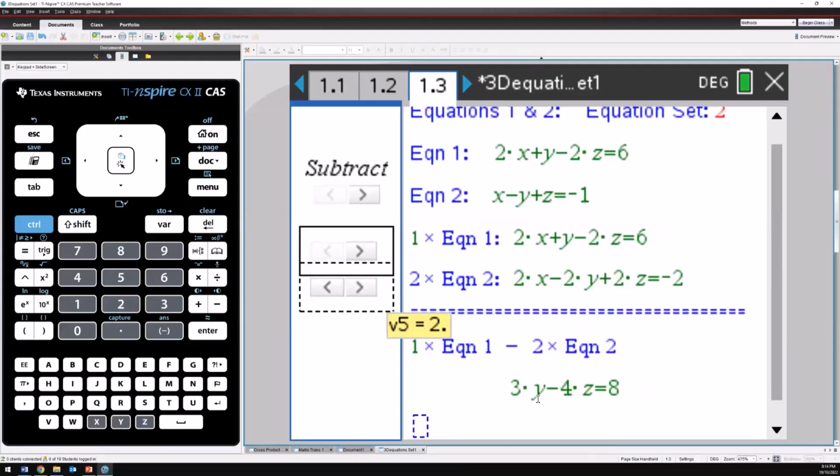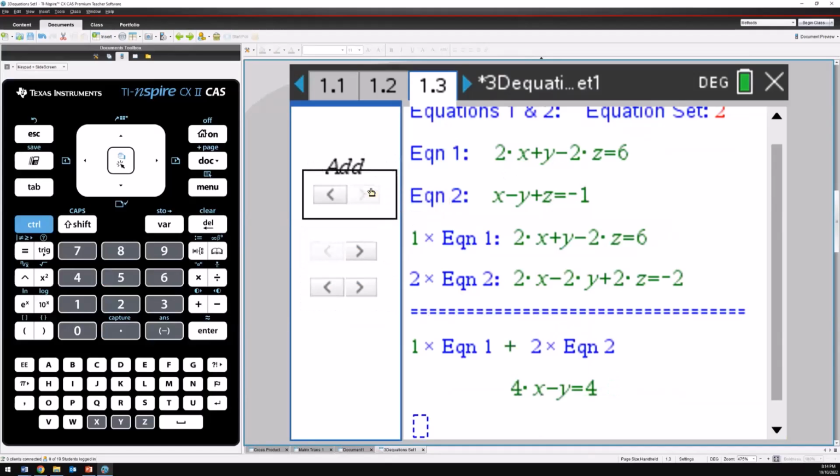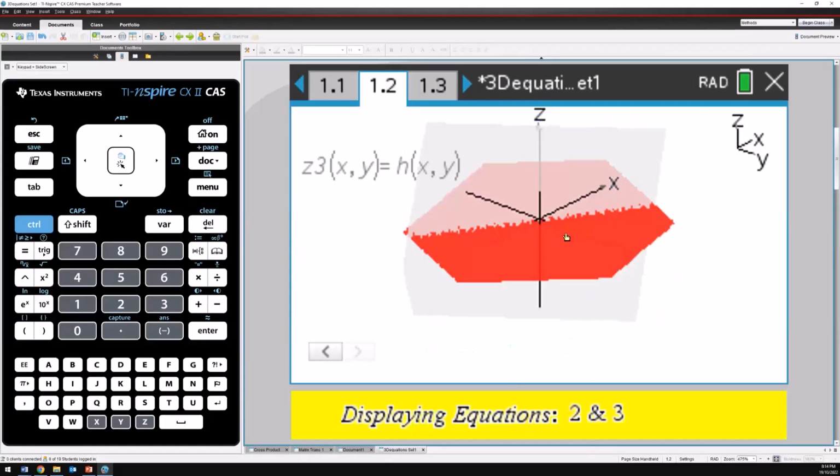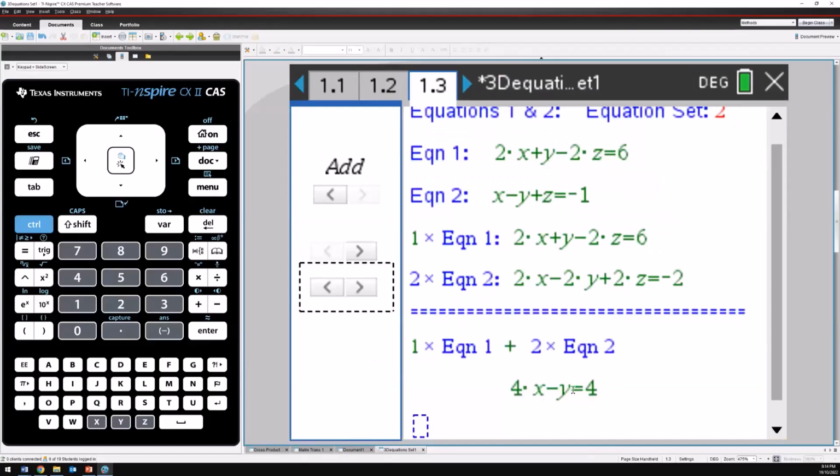And you can see I've managed to eliminate x. If I want to eliminate z, for example, I might say, well, if I'm subtracting them, I might change that to add them. I'll add equation 1, I'll have one lot of that and 2 lots of equation 2, and I've eliminated the z. So that gives me an equation. Now we can have a look at what equation 1 and 2 look like, and then we see our line that we're getting from here, this 4x minus y, that one there.